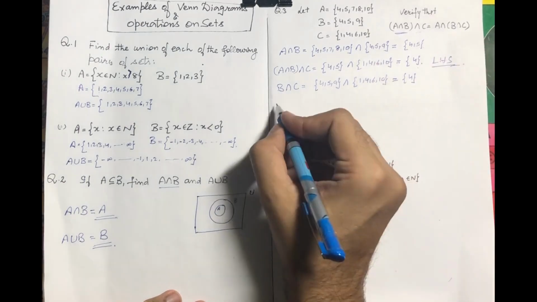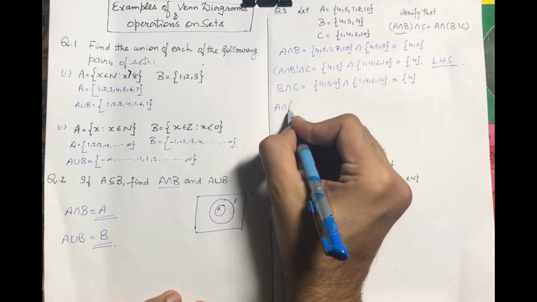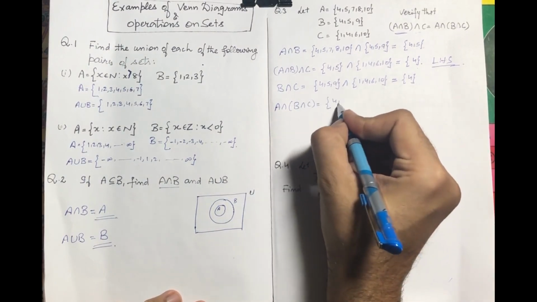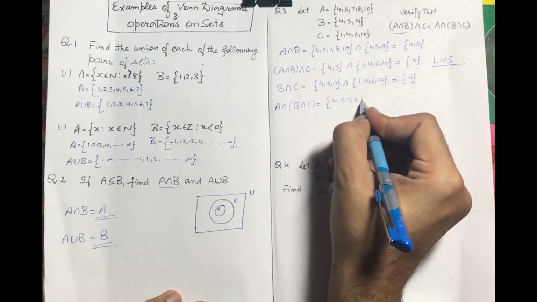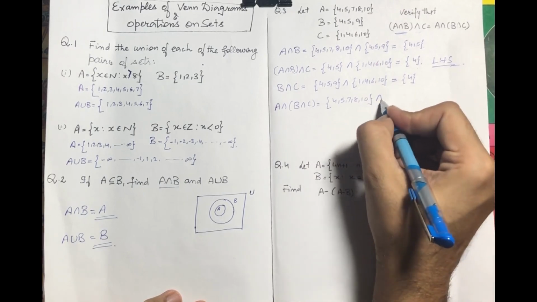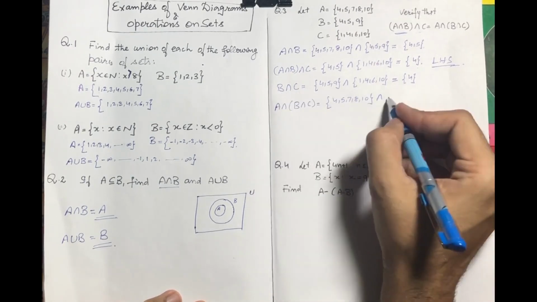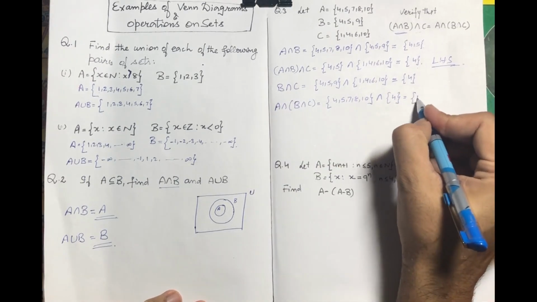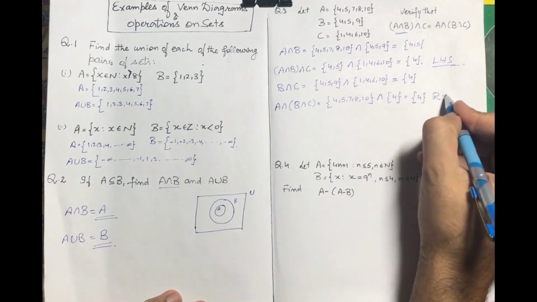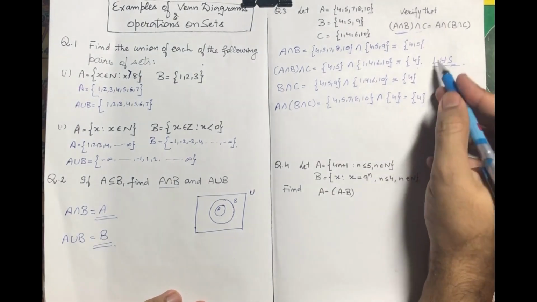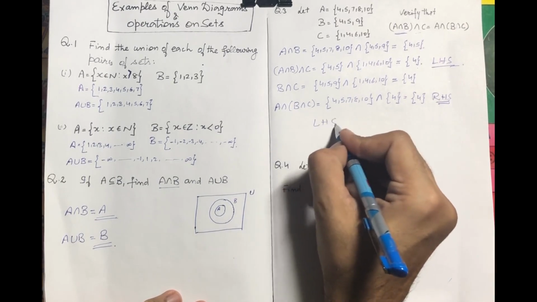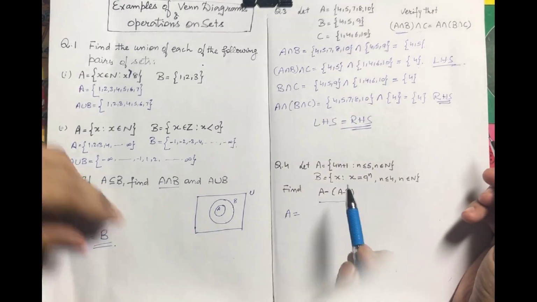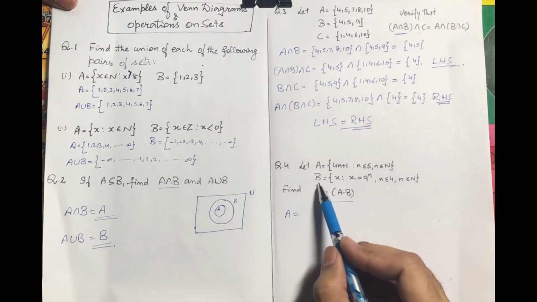Now to find the complete right hand side, A intersection with B intersection C. What is A? 4, 5, 7, 8, 10. Intersection with B intersection C. We already calculated this is 4. Now what is their intersection? 4, which is right hand side. So they are same. That means left hand side is equal to right hand side. Hence verified. Next example. Here A is this set and B is this set.